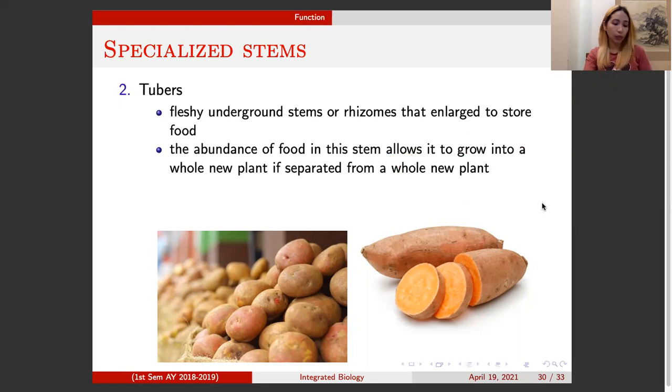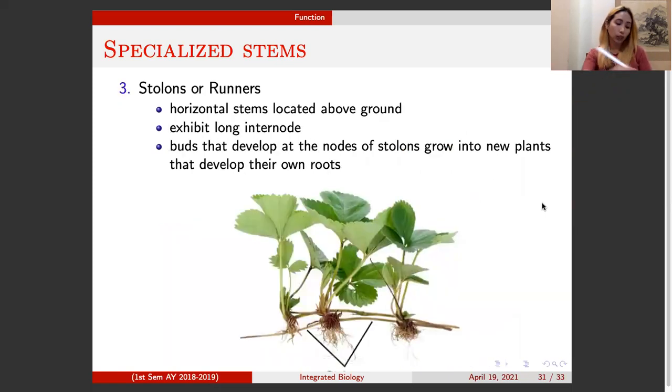All right. Next, we have stolons or runners. So, ito yung mga ito, horizontal, right? Growing stems. But unlike rhizomes, stolons are actually located above ground. Rhizomes kasi can be found below ground. Okay, so stolons can be found above ground. And they exhibit very long internode. Okay, and then they develop buds, right, that will eventually give rise to new plants. So in our example, in this photo, this is actually a strawberry. Right? So new plants of a strawberry is arising from this horizontal stem, right? And they become connected to one another.